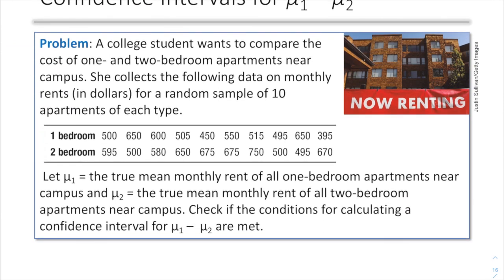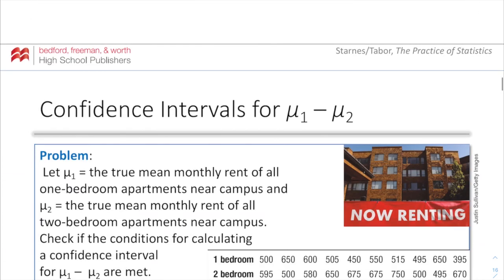So here's our example. A college student wants to compare the cost of 1 and 2 bedroom apartments near campus. So she collects some data on the monthly rent of 10 apartments of each type: 10 that have 1 bedroom and 10 that have 2 bedrooms. So mu1 is going to be the true mean monthly rent for 1 bedroom apartments, whereas mu2 is going to be for 2 bedroom apartments. And so now we need to check that the conditions for finding the difference are met.